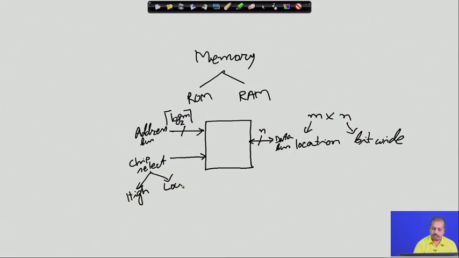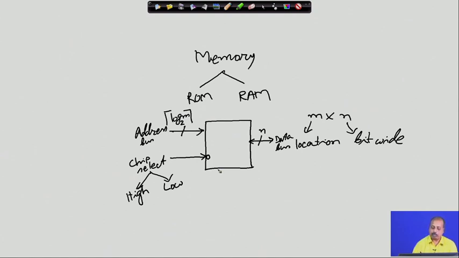The connection that we have shown here is for active high. If you have a bubble here, that will mean it is an active low connection. So, when the chip select line is 0, the chip is enabled, otherwise it is disabled.